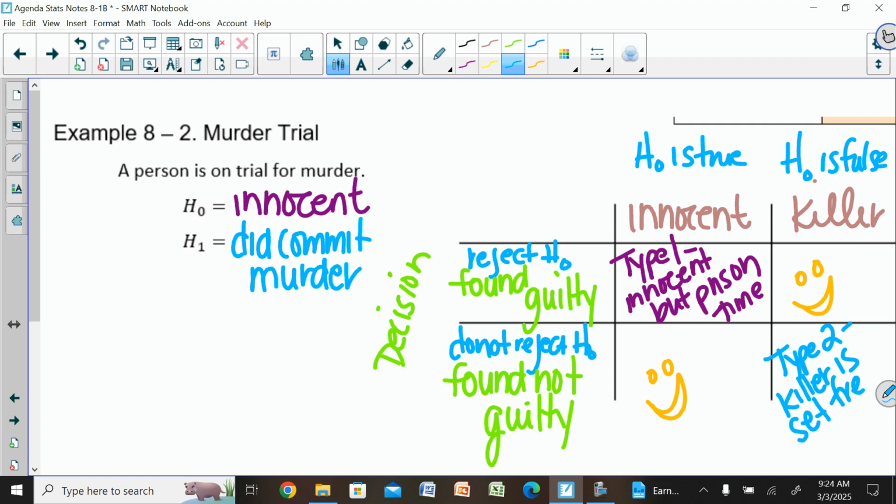Which one's worse, do you think? That's a whole different discussion, right?